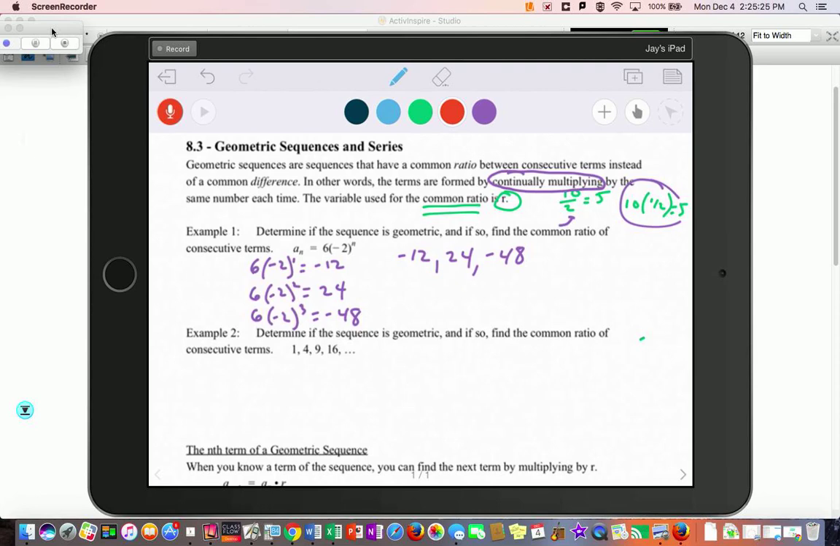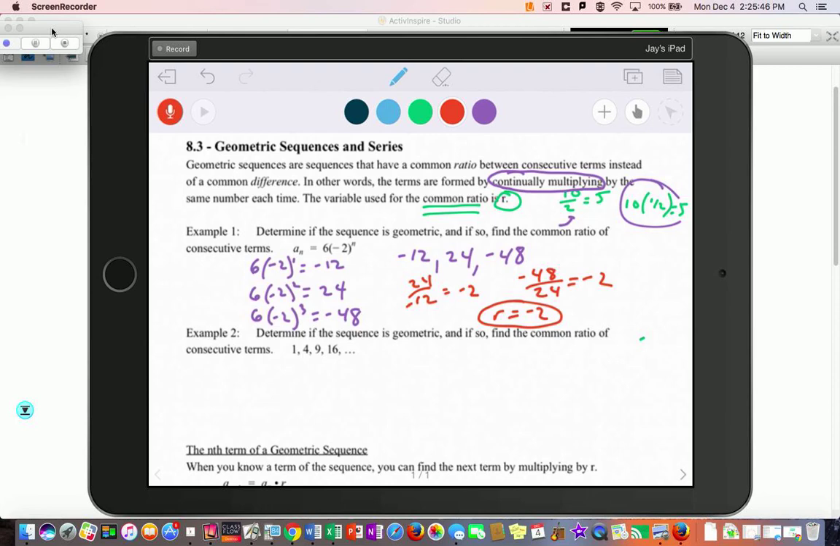But just like in arithmetic, we took the next number and divided by the one in front. So what's 24 divided by -12? That's -2. What's -48 divided by 24? That's -2. So R is -2.